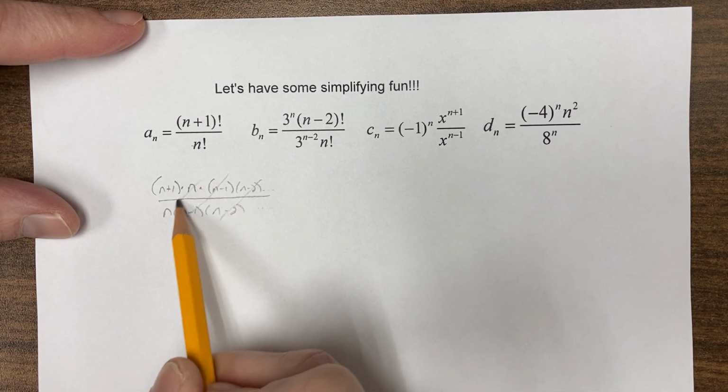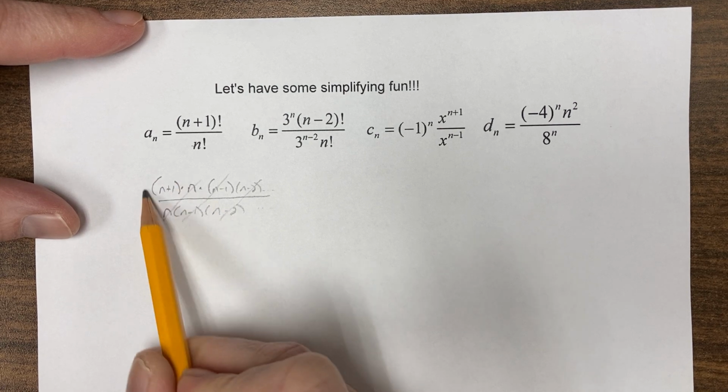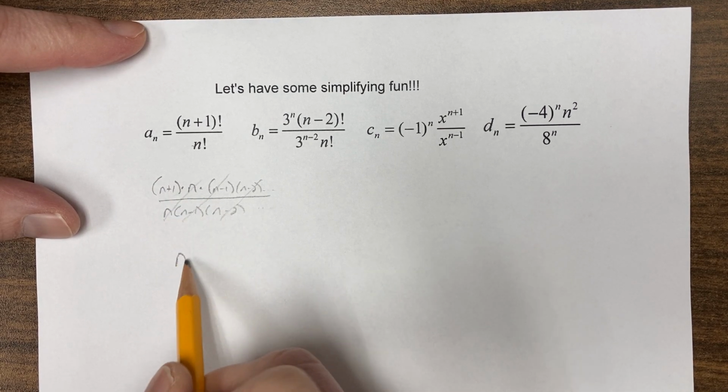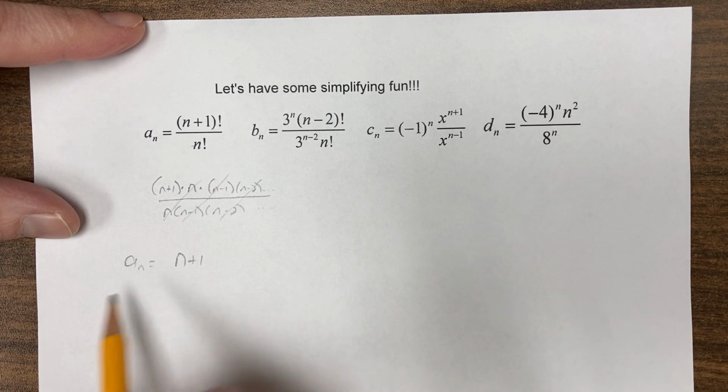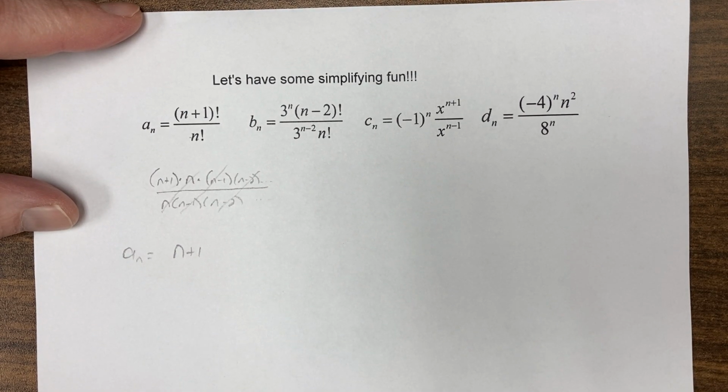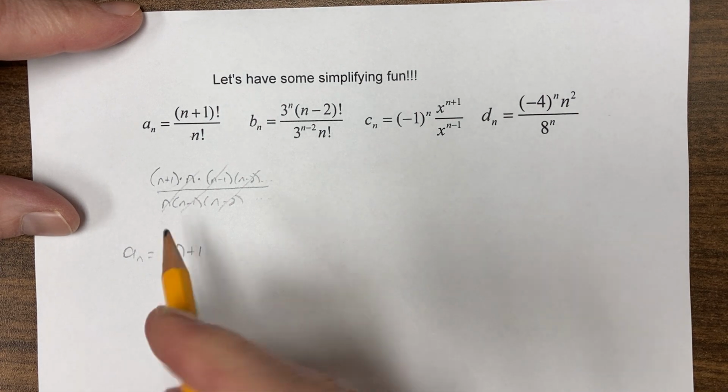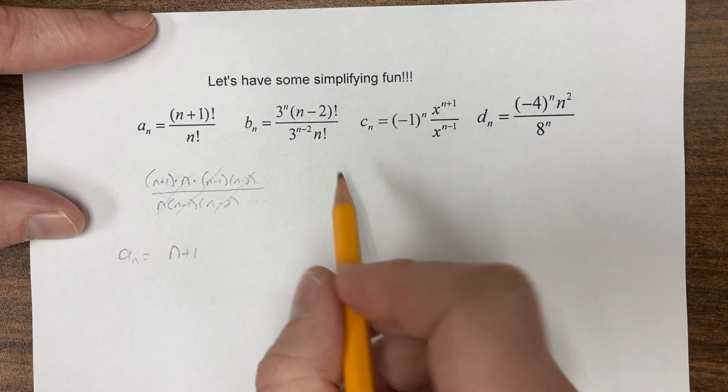These cancel, except for that n plus 1. And so we just get n plus 1 as the simplified version of that sequence. Okay? Not a factorial or anything else, it's just that.